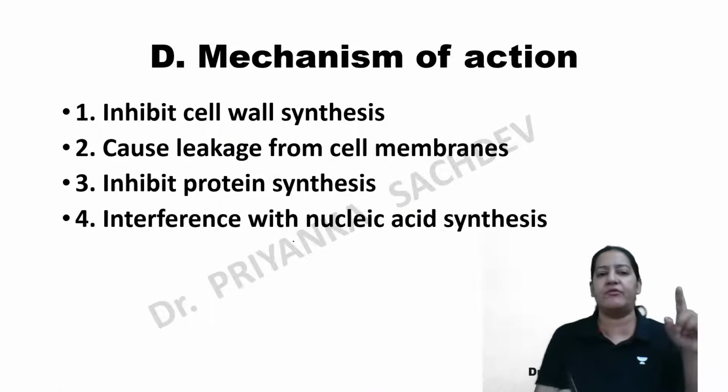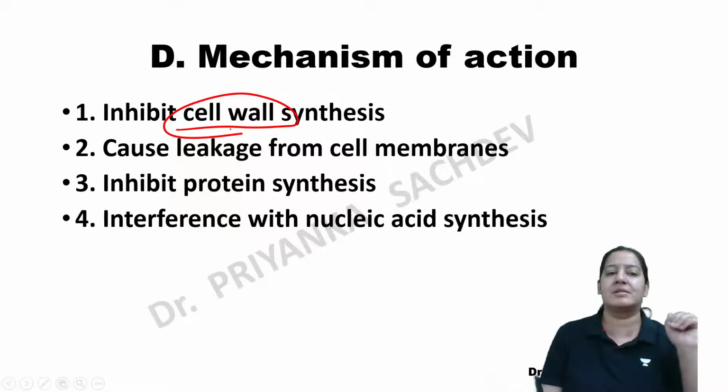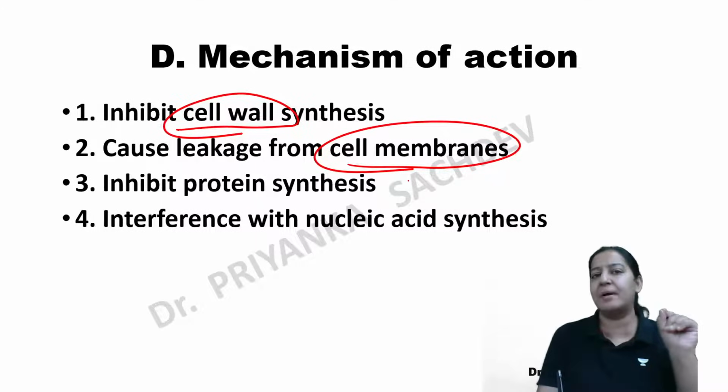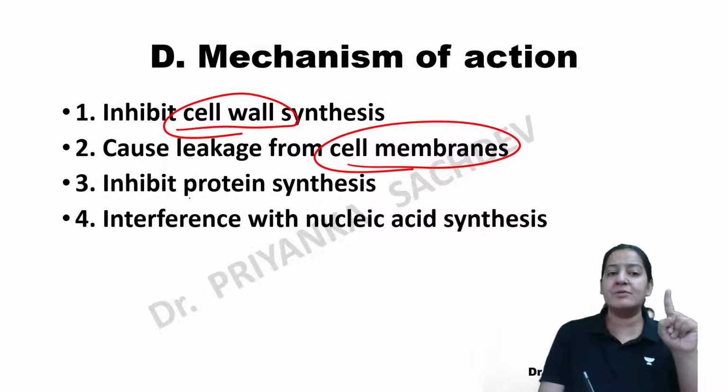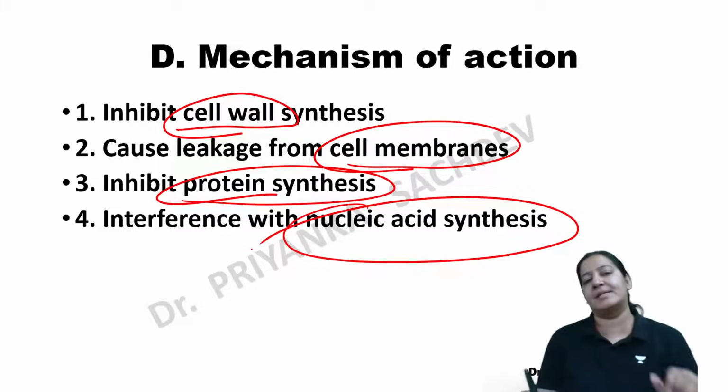The four categories are written in front of you. There are some antibiotics which act on the cell wall and inhibit cell wall synthesis. There are some antibiotics which act on the cell membrane and cause pores in the cell membrane so that the cytoplasm leaks out and the bacteria will die. There are some antibiotics which inhibit protein synthesis, and there are some antibiotics which inhibit nucleic acid synthesis.